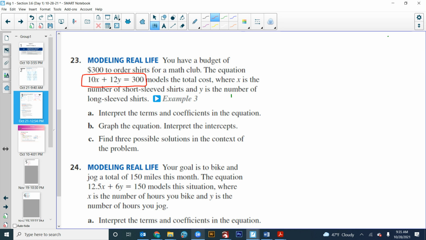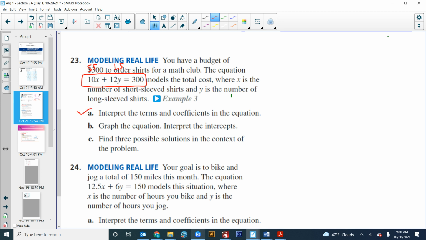What does 10 represent? Okay, what I would do: X is the number of short sleeve, and what I would do is just do this. Short sleeve, long sleeve. What's 10 represent? The price of short sleeves, for each short sleeve shirt. What's 12 represent? The price for each long sleeve shirt. Okay, so that answer is really this one.